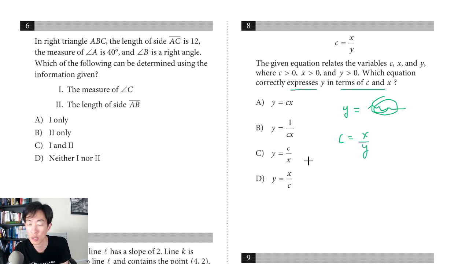c equals y over x, or x over y. Multiply both sides by y, you get yc equals x. Divide both sides by c to isolate the y, we get x over c, and therefore the answer is choice D.